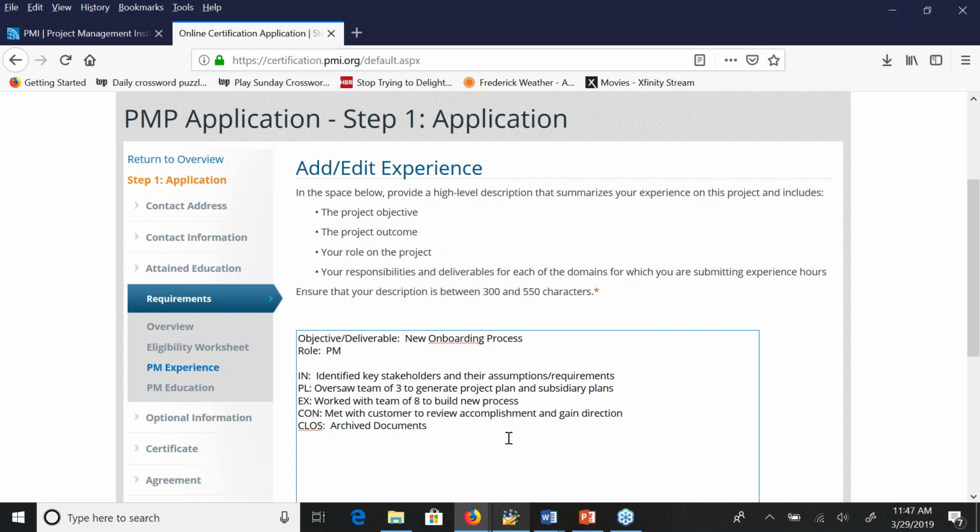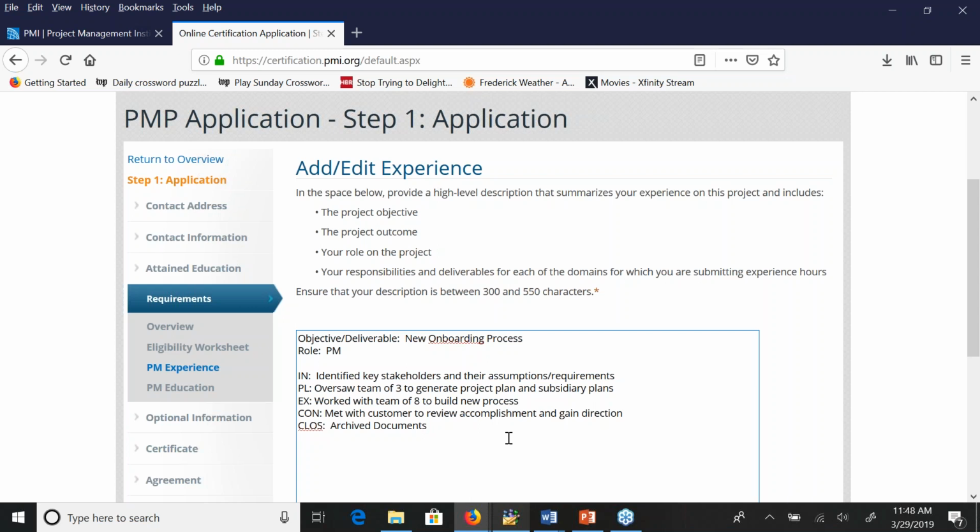Let's go down to planning. Oversaw a team of 3 to generate project plan. Oh, look at this. Develop project plan is part of planning the project. Oh, I stole words from here again. I reworded it a little.